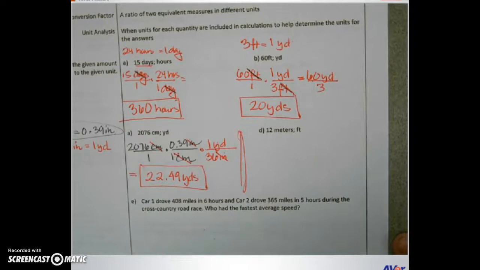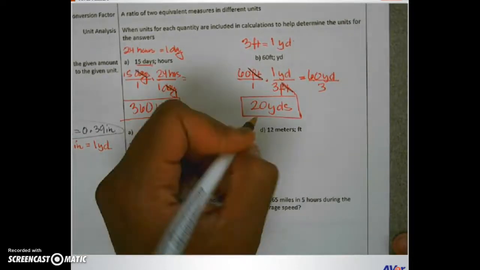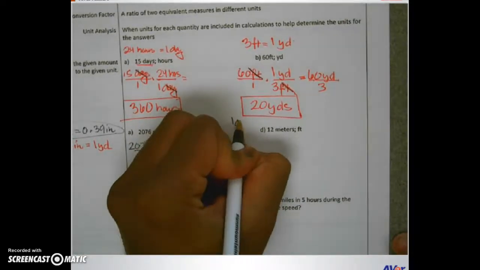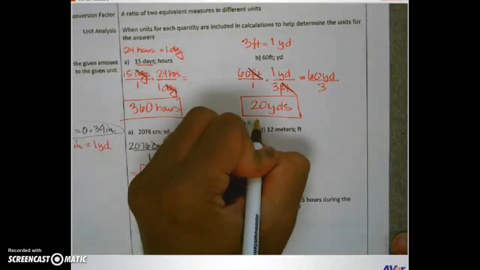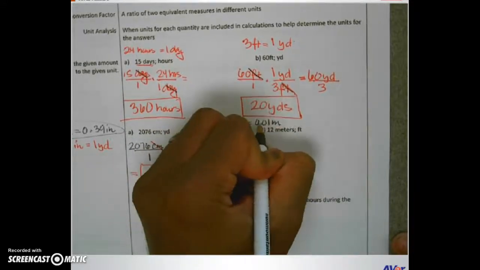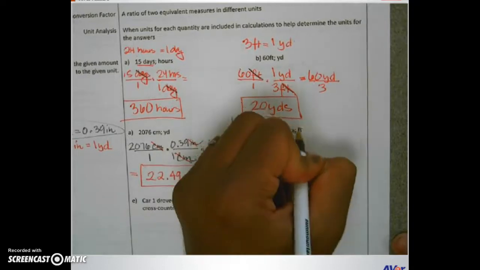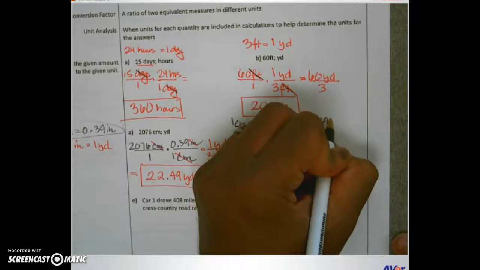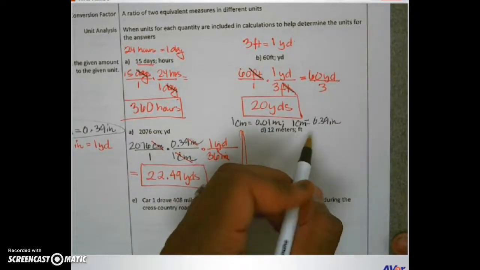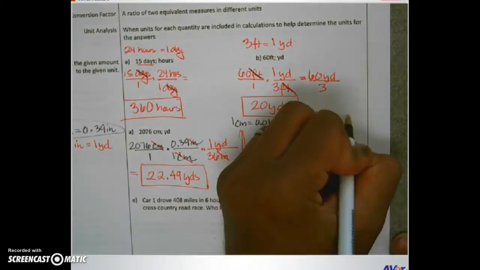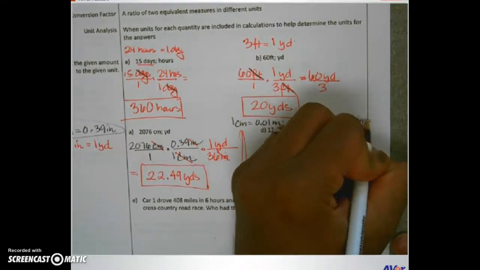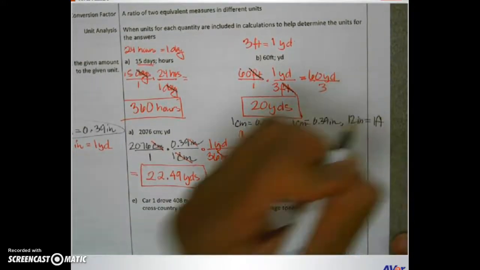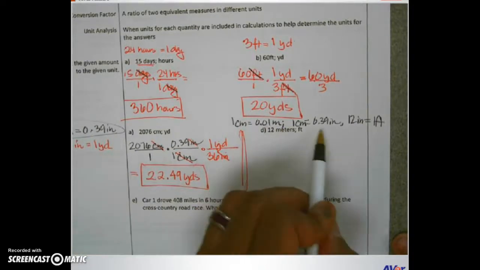Letter D. 12 meters to feet. Meters to feet. That is on your conversion chart. It's going to tell you, if you look at it, it says 1 centimeter is equal to 0.01 meters. And then you also know that 1 centimeter is also equal to 0.39 inches, which is helpful because I'm trying to get to feet. And then I know by heart, and maybe you do too, that 12 inches is equal to 1 foot. So this is a good path. We got to take 1, 2, 3 steps.